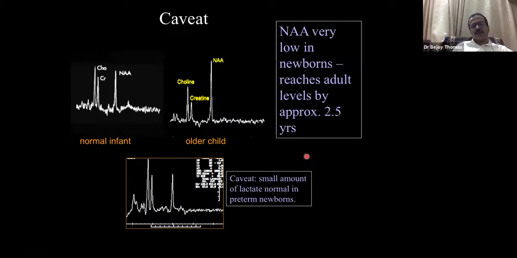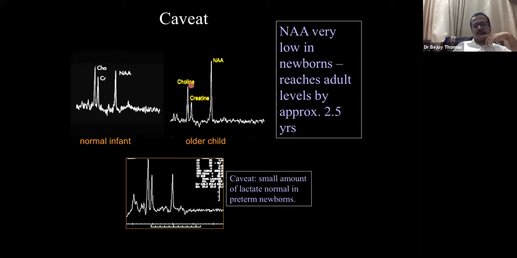But there are caveats. In a very young child, especially in the neonate and in children up to the age of 2.5 years, the choline can be a higher peak because neuronal development is not complete and myelination is not complete. So a high choline and a lower NAA is a normal finding in a normal infant and a young child. By 2.5 years and later, you can see that the NAA is picking up and the choline is coming down.